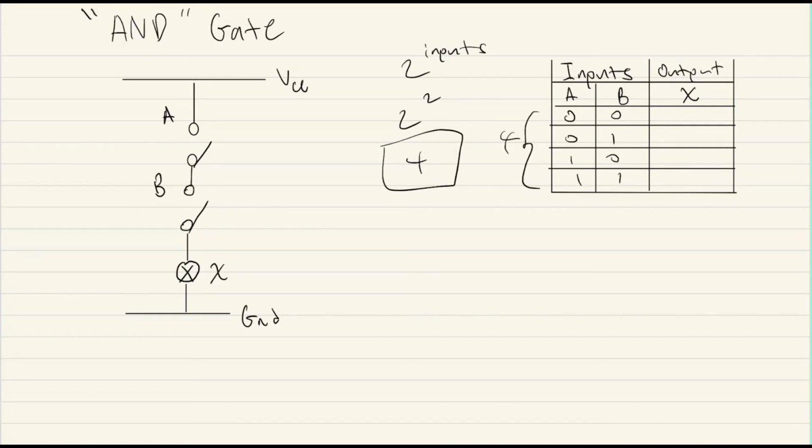Now we'll be evaluating this truth table and seeing why it is called the AND gate. Firstly, 0, 0, that's clear cut. X is going to be off. So 0, 0, no current is going to pass. Now let's say we close B. No current is going to pass, so we get 0. Now let's say we close A. No current is going to pass. So pretty clear, there's going to be a 0.